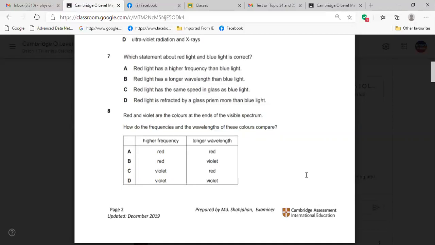If I ask you in a different way, like shortest frequency or least frequency, the answer is red. Shortest wavelength, that is violet. Then the answer will be C, right? Yes, sir. Now your answer is C.